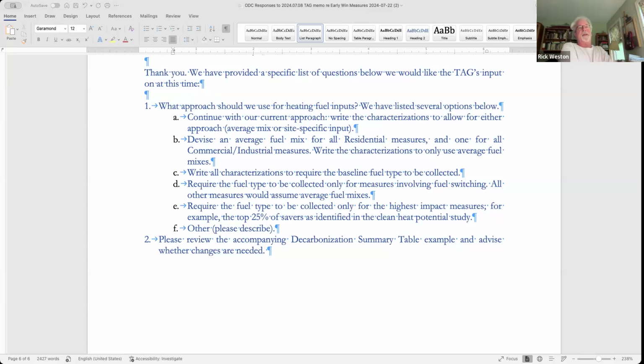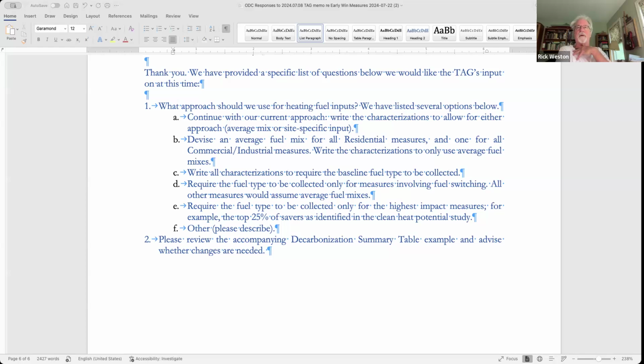Well, what approach should we take? I mean, this is a big question. Go ahead, Matt. Just a clarification. What do they mean by heating fuel inputs? Well, good question. Are they talking about gallons?